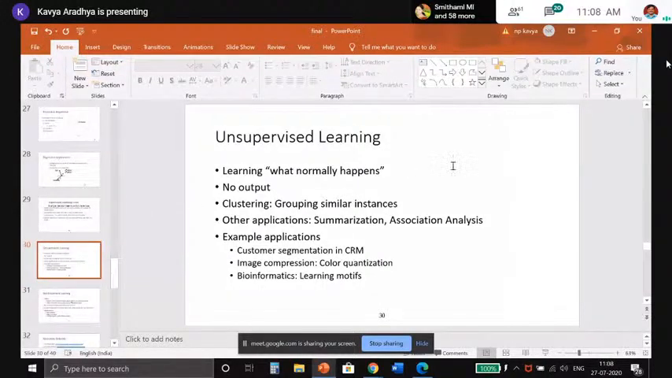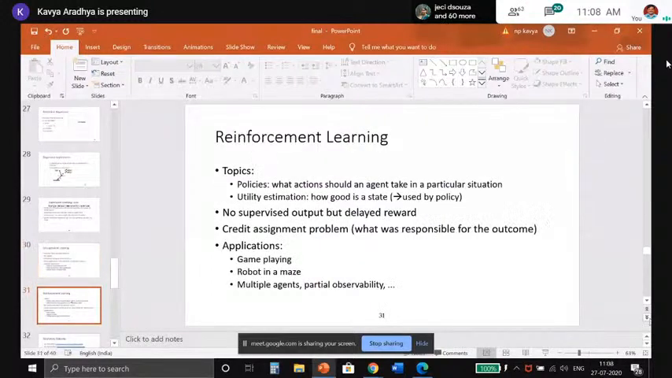In unsupervised learning, what is very challenging is that the output is not known. You're going to generate the output with clustering methods or any of the unsupervised learning methods. There are other applications also. We call them summarization, association analysis, and it could be customer segmentation using CRM, color quantization, bioinformatics are different areas.